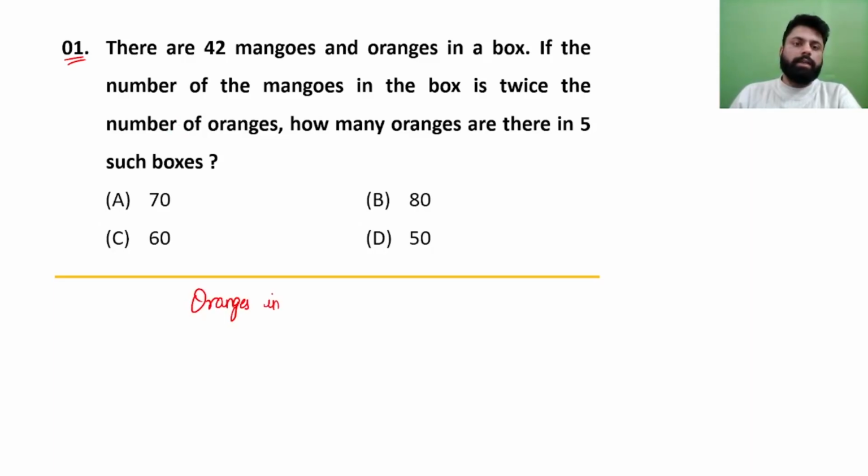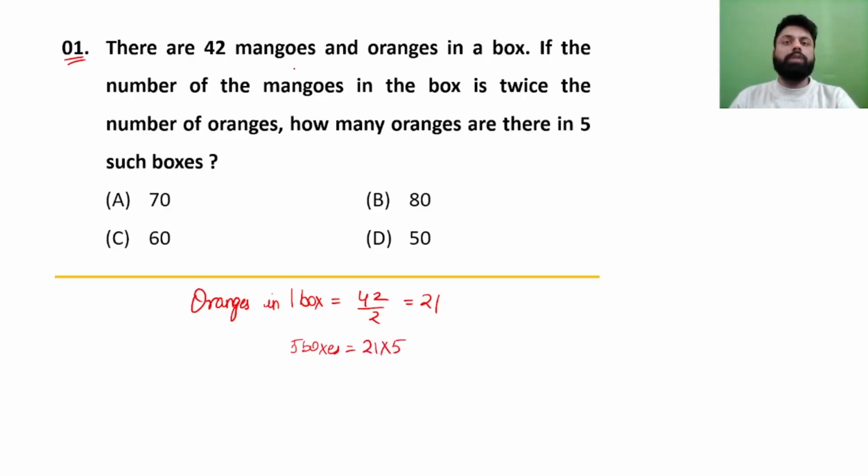So oranges in one box will be equal to 2 multiplied by 42, that is 84. If the number of mangoes in the box is twice, okay, number of mangoes is twice, so this should be 42 divided by 2, that is equal to 21. How many oranges are there in 5 such boxes? So oranges in 5 boxes will be equal to 21 multiplied by 5. But that is not the option.